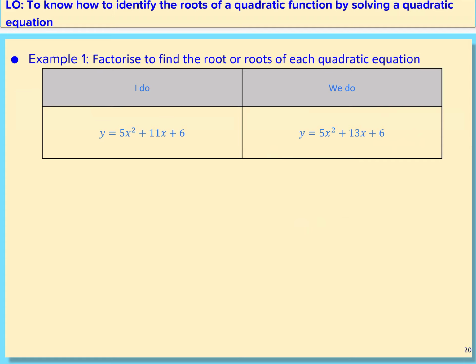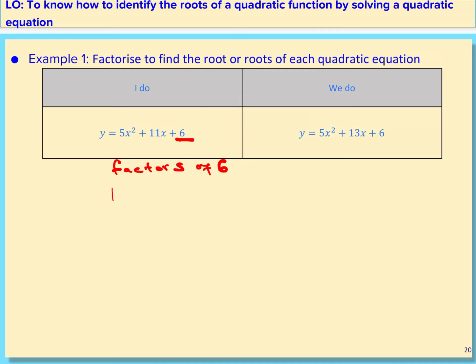Right guys, so great job. Let's see your answer. Yes, the roots would be (2, 0) and (6, 0). Great job. Let's do another example.